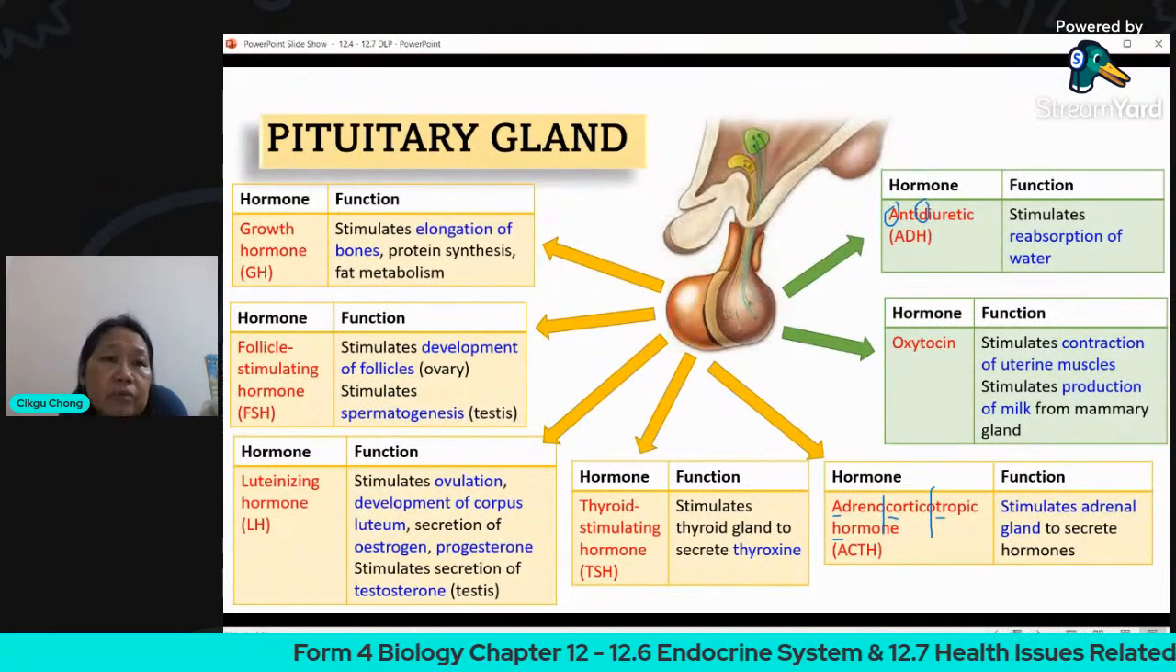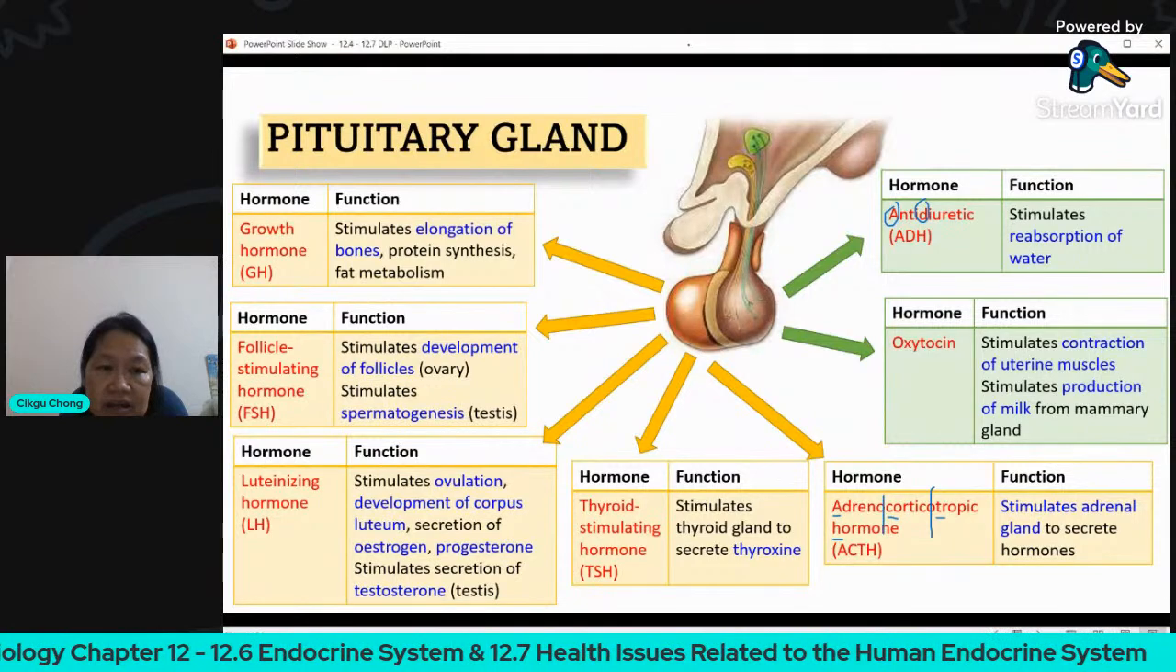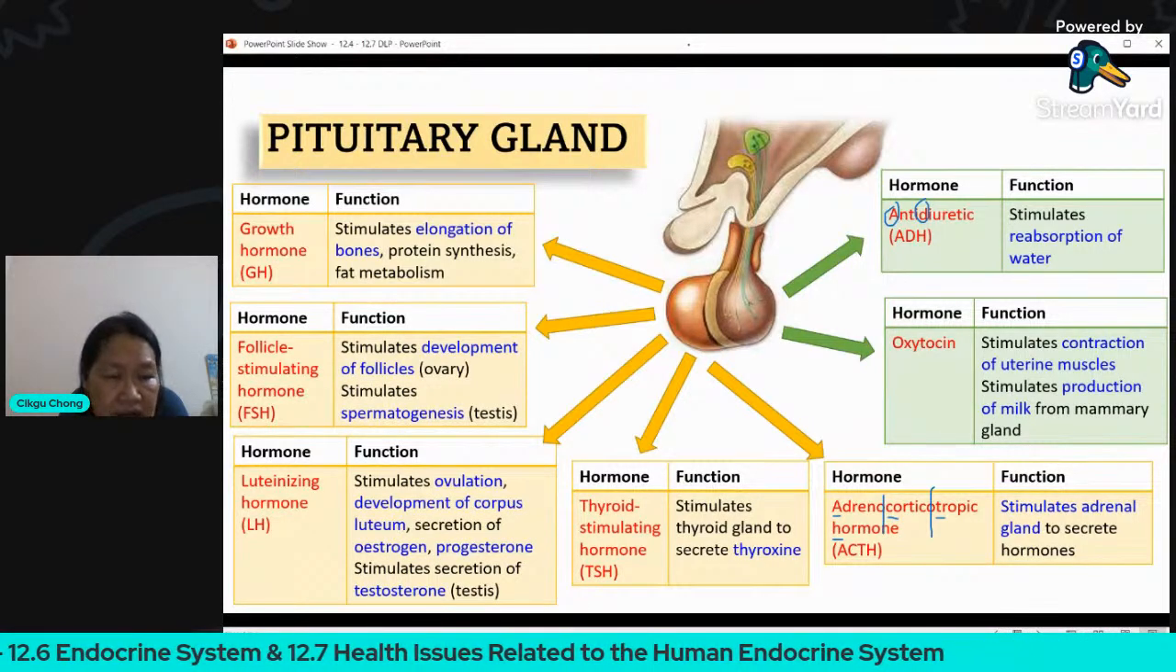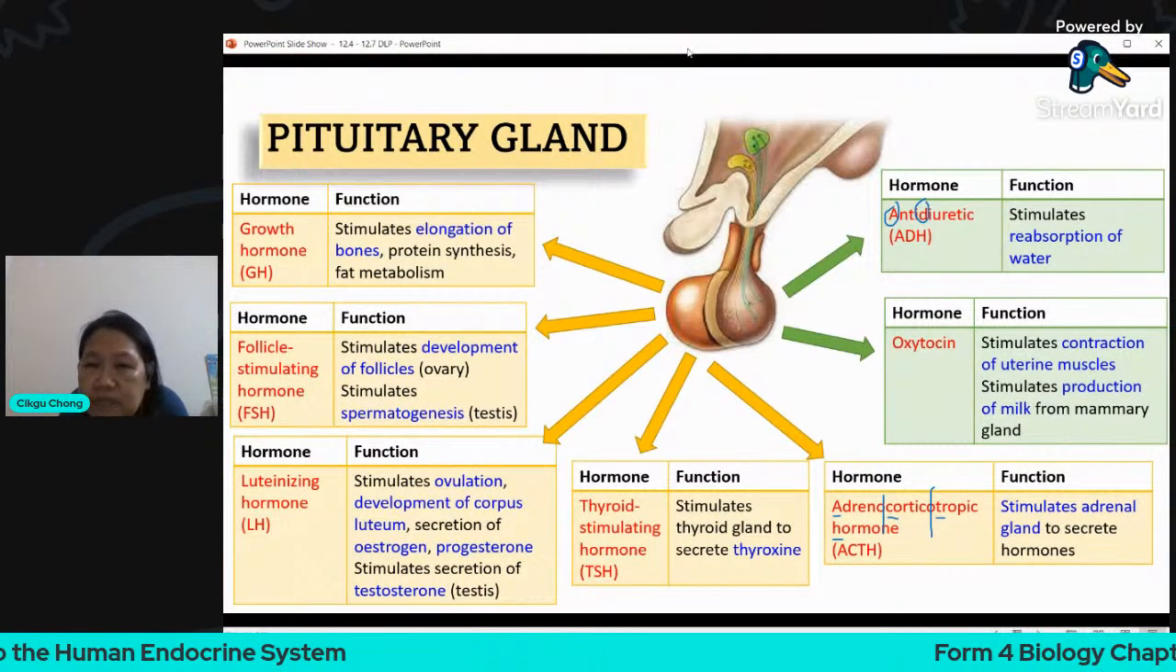So you can see how important your pituitary gland is. Clear, right? Okay, Glenn? Just now I left out one. LH also stimulates the secretion of testosterone from the testes. Okay, let me continue.